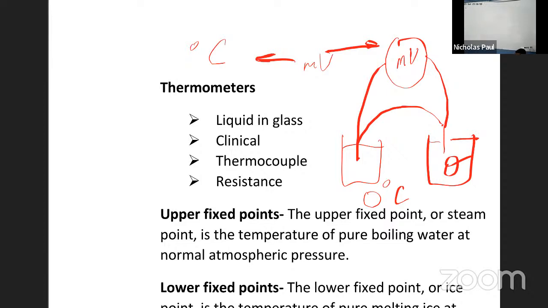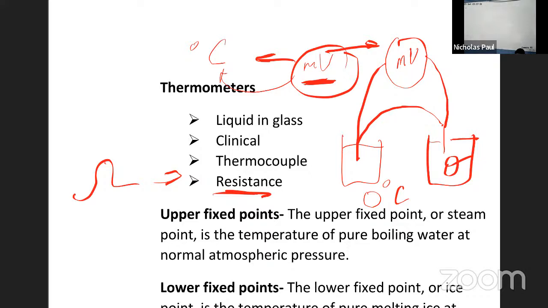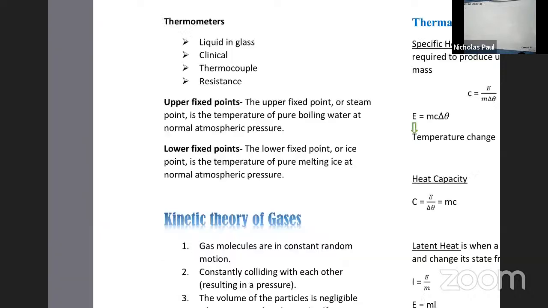So a thermocouple does not directly give you temperatures in degrees Celsius. It gives you the temperature as a voltage value, and then you have to convert that voltage value to degrees Celsius. What's one of the advantages of a thermocouple? It has a high temperature range, so you can measure temperature change for high temperatures. And with a resistance thermometer, instead of voltage, you'll end up with resistance values in ohms. So those are your different types of thermometers.